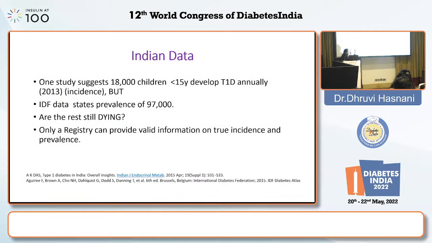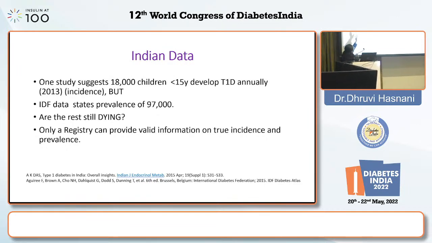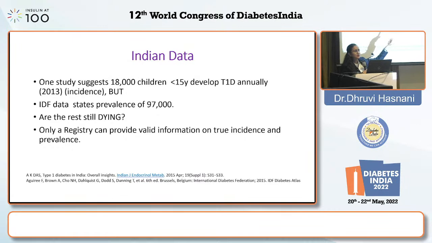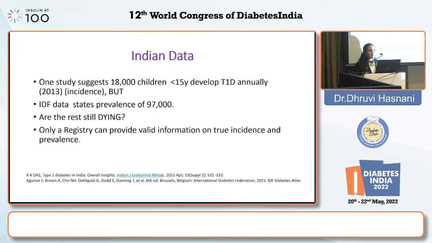Now there is some Indian data also. We are not saying that India is lacking in data completely. There was this paper by Dr. A.K. Das sir in 2015, and he said the data states that prevalence is 97,000. But he said there are 18,000 children less than 15 years developing type 1. And the IDF data is saying 97,000. Look at the discrepancy in the data. What is happening? Are the rest dying? So we need a registry to answer this question about true incidence, about true prevalence.